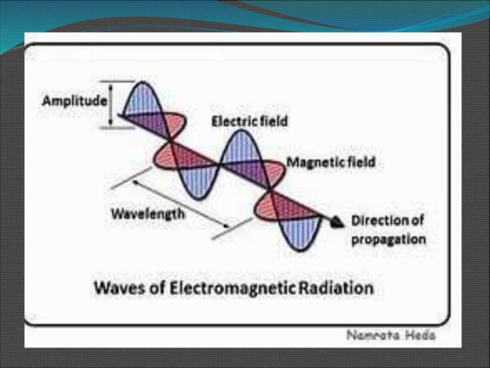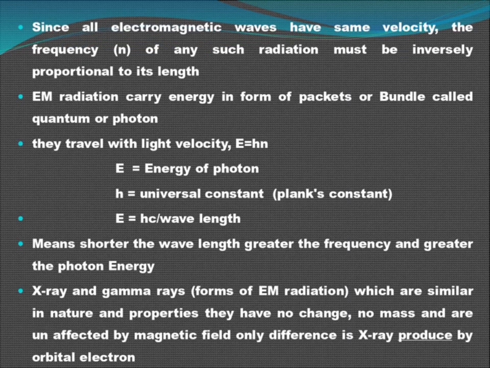Since all electromagnetic waves have the same velocity, the frequency of any such radiation is inversely proportional to its wavelength. Electromagnetic radiation carries energy in the form of a packet or bundle called a photon or quantum. They travel with the velocity of light. The energy of a photon is equal to the universal constant, Planck's constant, multiplied by the frequency.